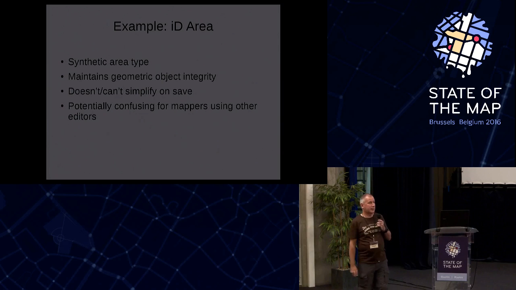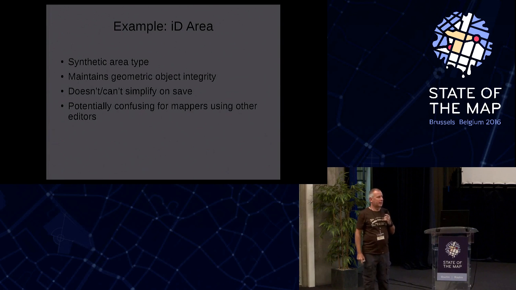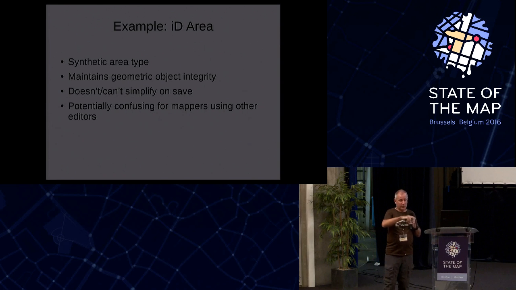There's no area type in OSM. So when you draw a building in iD and you actually click on this area thing, it's creating something which doesn't really exist in the OSM data model. iD does this quite well. It maintains the integrity of the object. So if you've just drawn a simple closed way and you actually split it, it will turn it into a multipolygon.